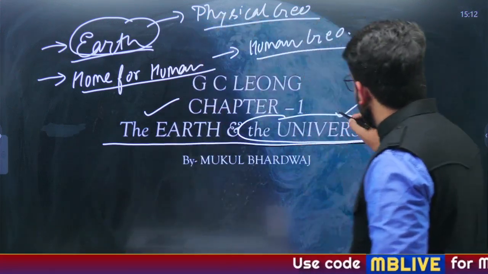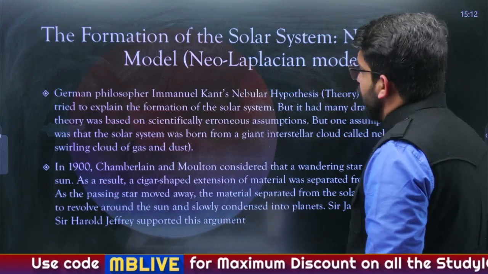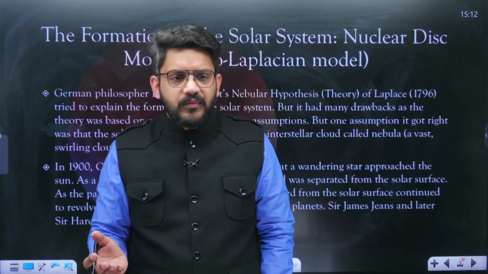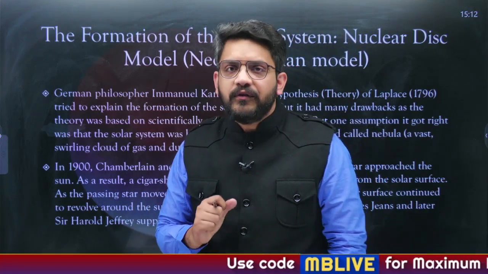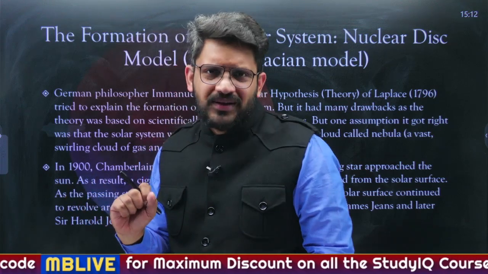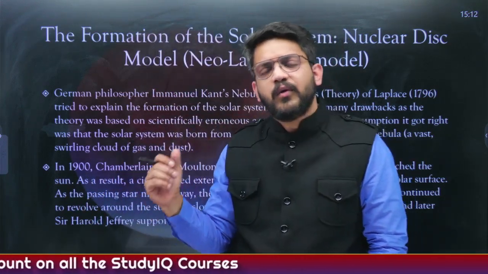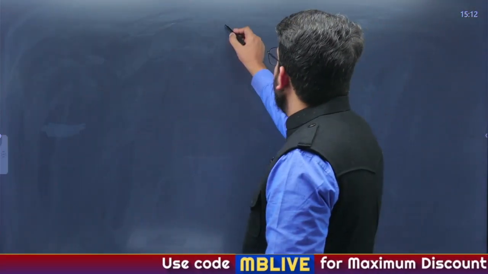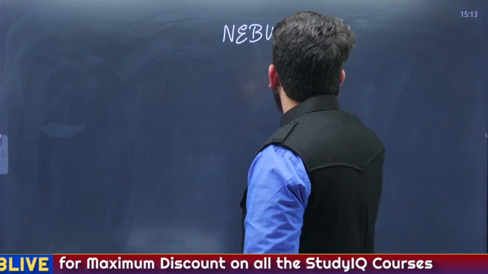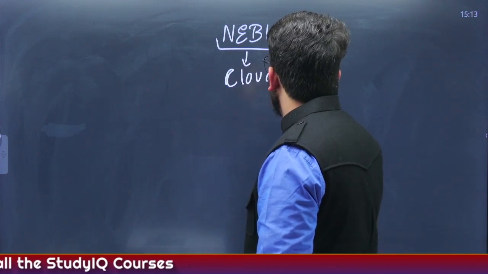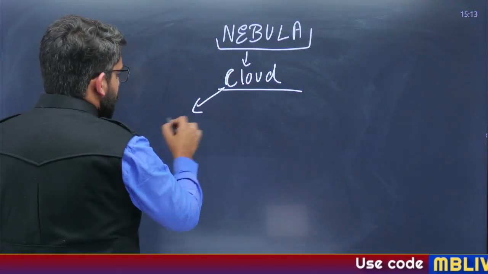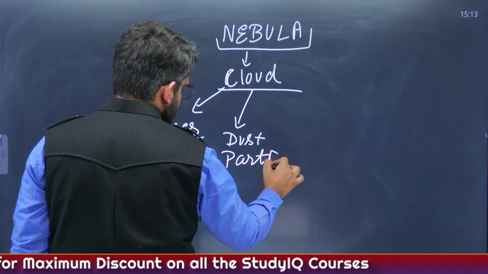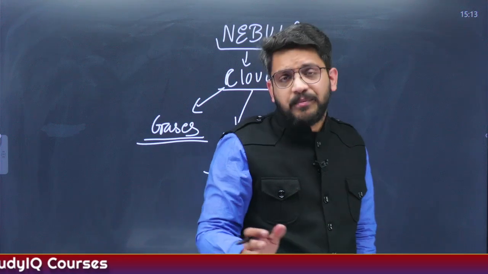There are several theories for the origin of the universe. The first theory that came was the nebular hypothesis. One was the Laplace hypothesis, and the second was the Kant hypothesis of nebula. Now we don't go into the depth of the Kant hypothesis or the nebular hypothesis of Laplace. Let's simply understand what a nebula is. Nebula means a cloud, a cloud made up of gases, a cloud which contains dust particles. So a cloud which consists of gases and dust particles is known as a nebula.